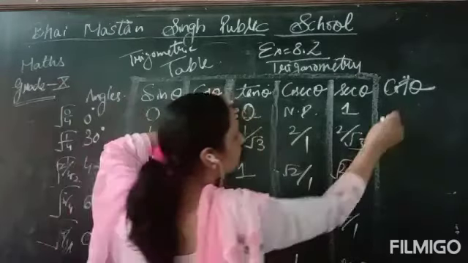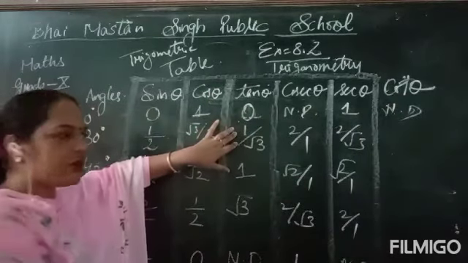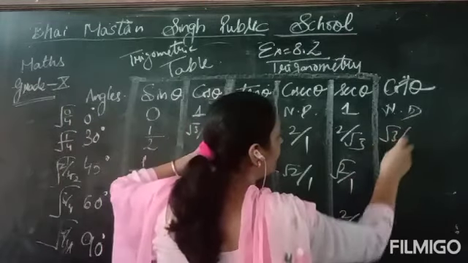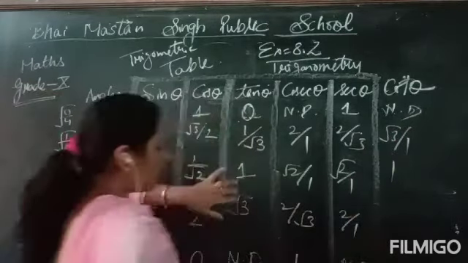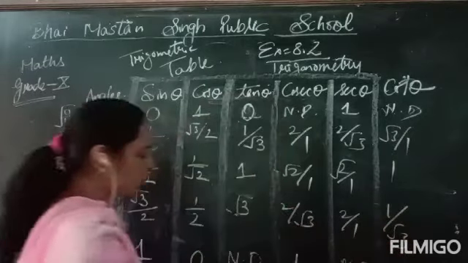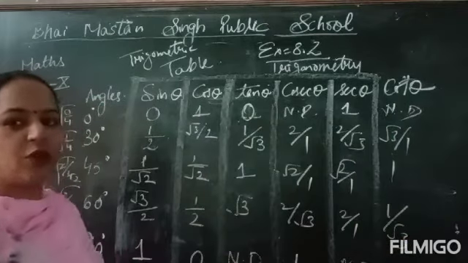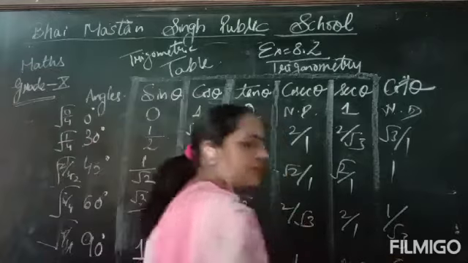It means reciprocal of 0 is not defined. Reciprocal of 1 by root 3 is root 3 by 1. Next, reciprocal of 1 is 1, same. Reciprocal of root 3 is 1 by root 3. Reciprocal of not defined: if reciprocal of 0 is not defined, then reciprocal of not defined is 0.